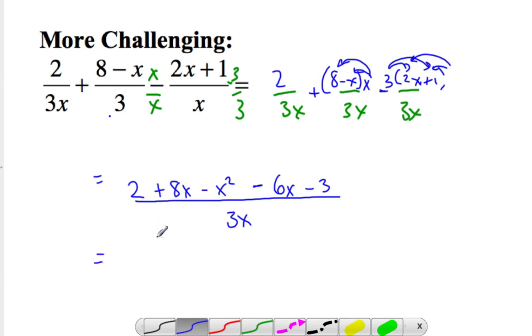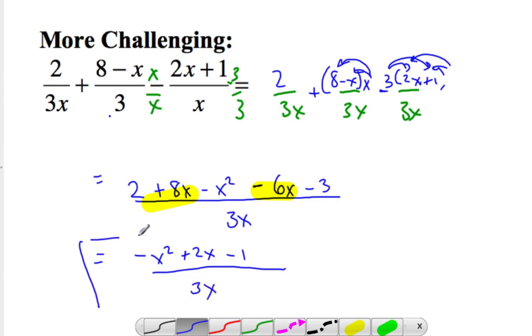Okay, can we tidy this up a bit? Yes, we have negative x squared. We have an 8x and a minus 6x, which gives us plus 2x. And then finally we have minus 3 and 2, which is negative 1, over 3x. And that is fully simplified.